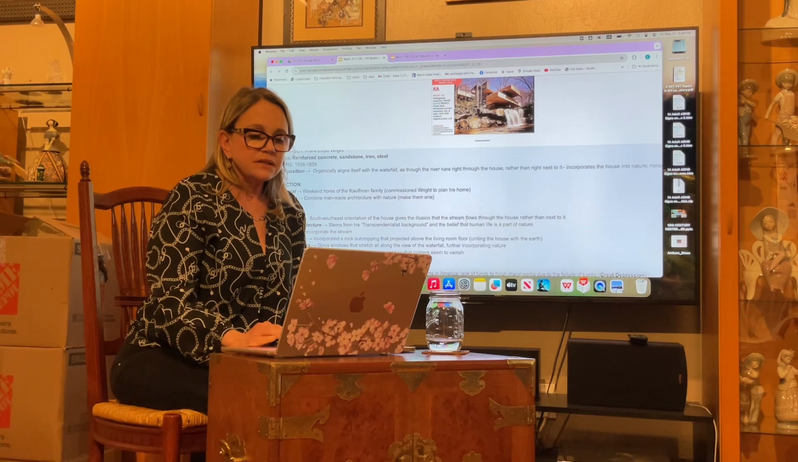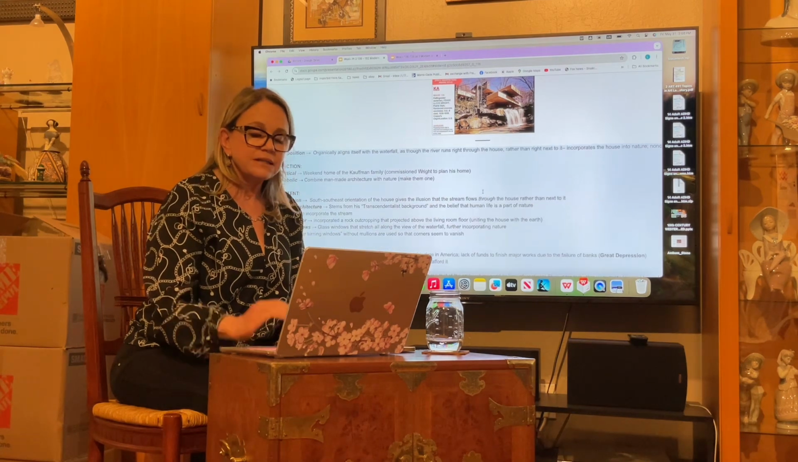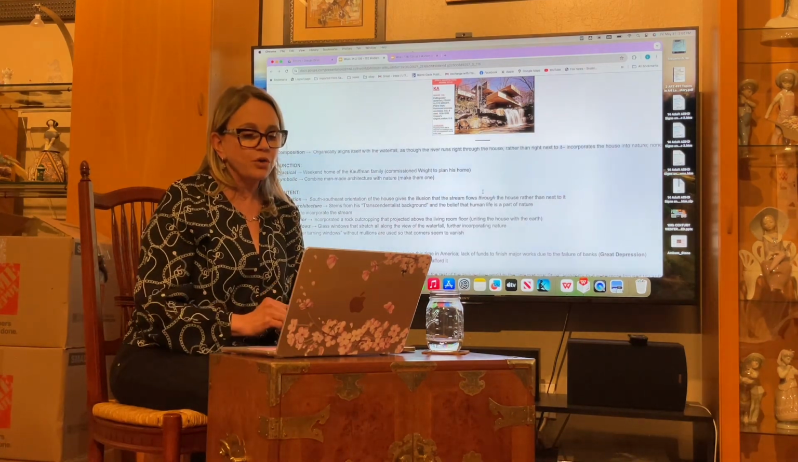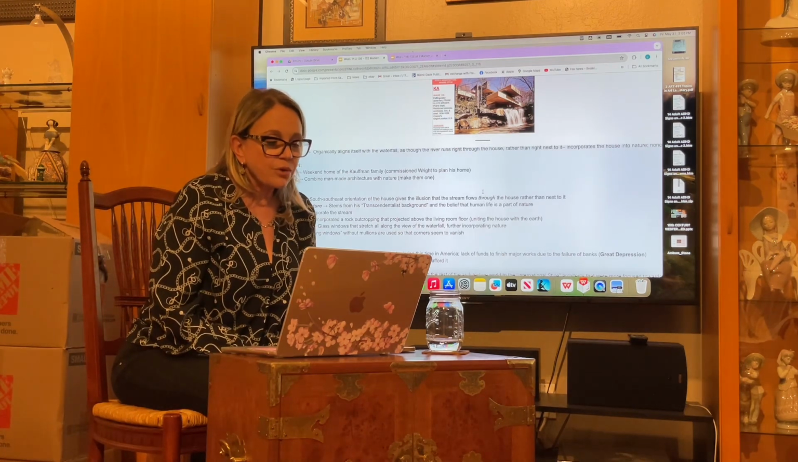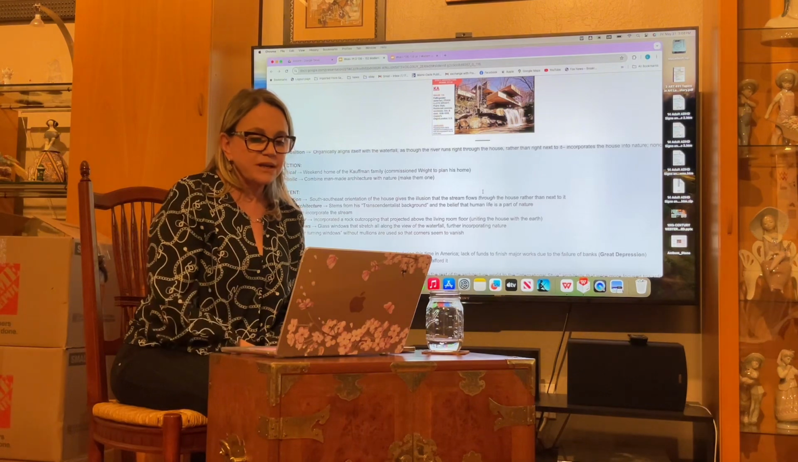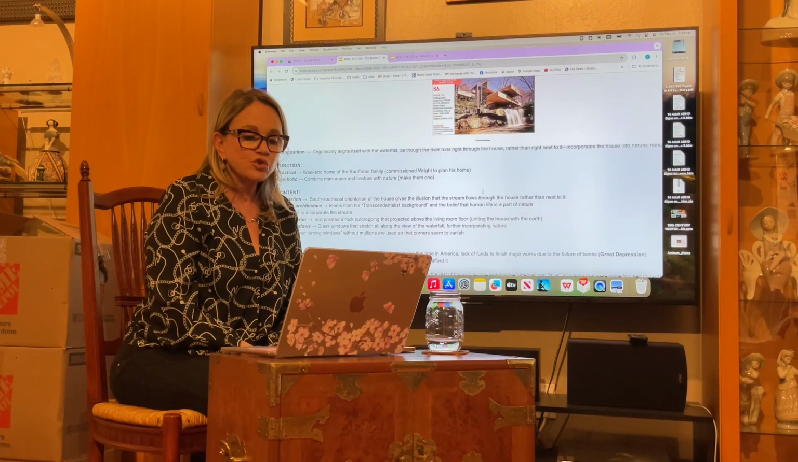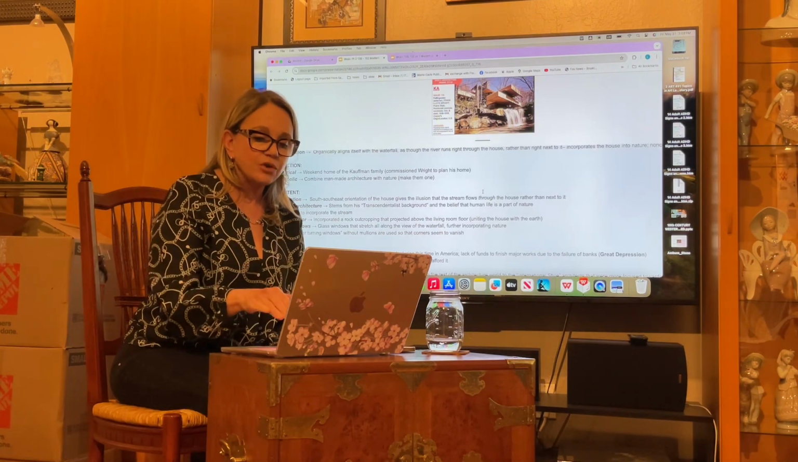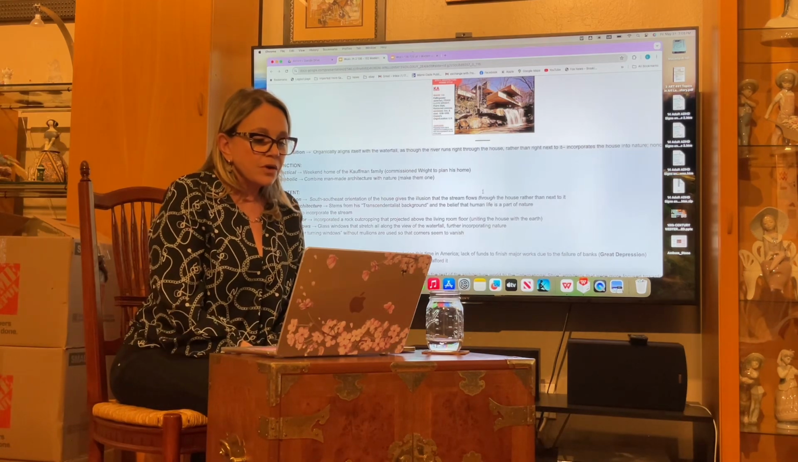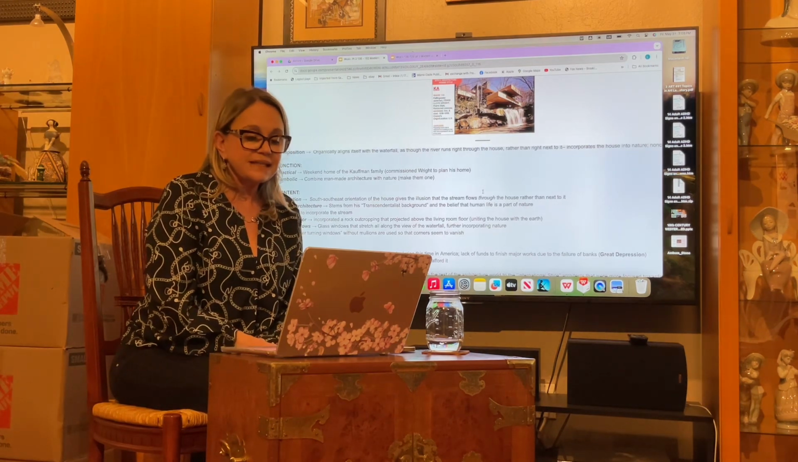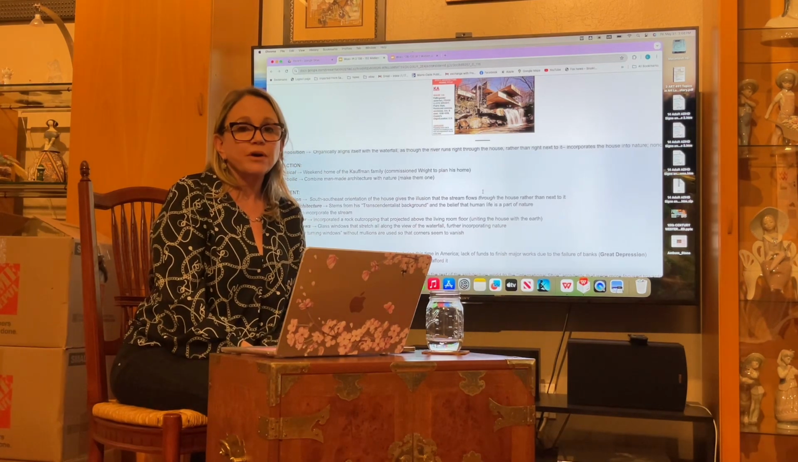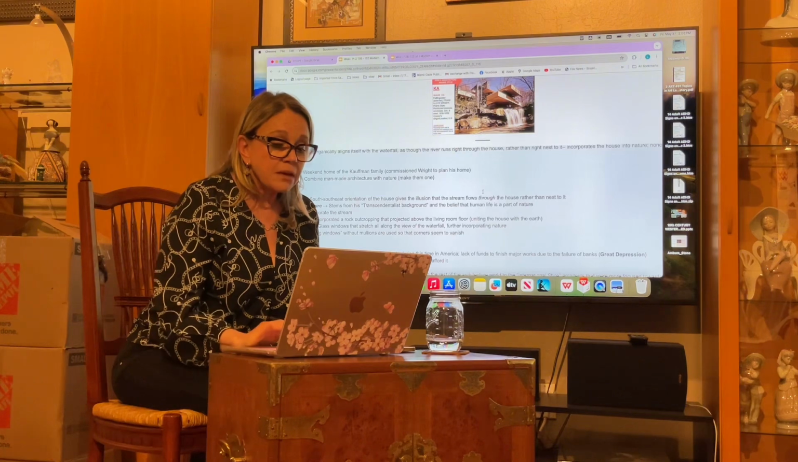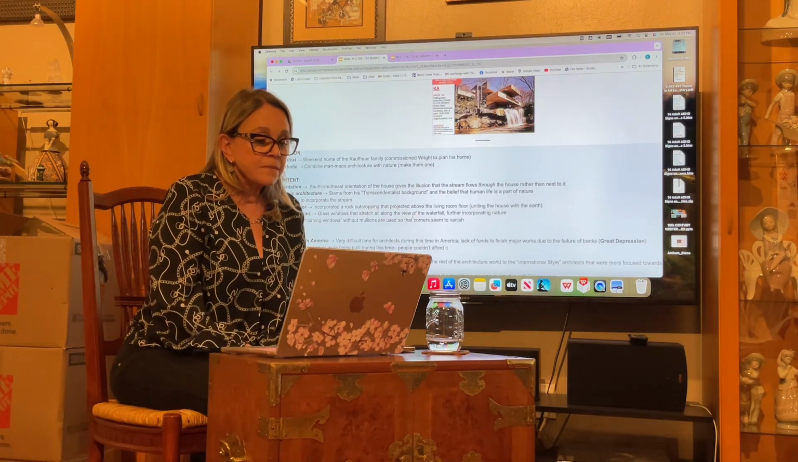So what's the content? Obviously it's the house, but let's take a deeper look at what encompassed that. It was a south-southeast orientation of the house, so it gives the illusion that the stream flows through the house rather than next to it. Okay, it stems from his transcendentalist background and the belief that human life is a part of nature. It was built to incorporate the stream in it.